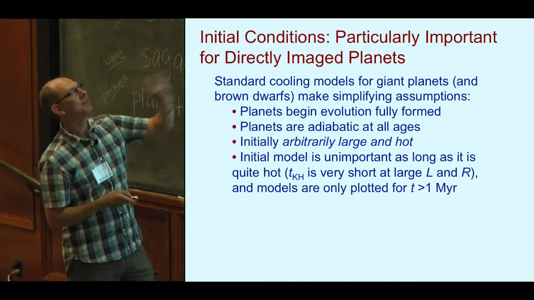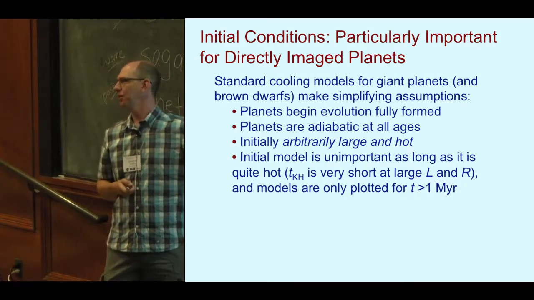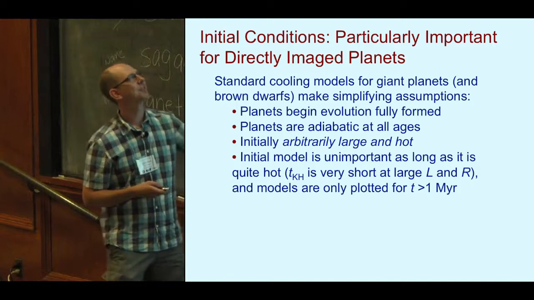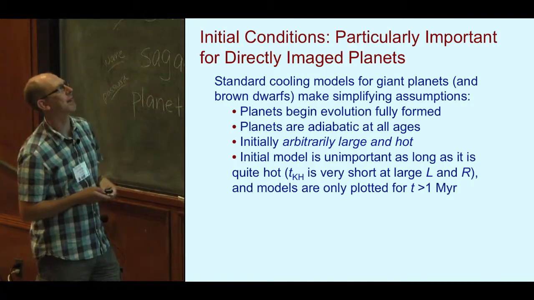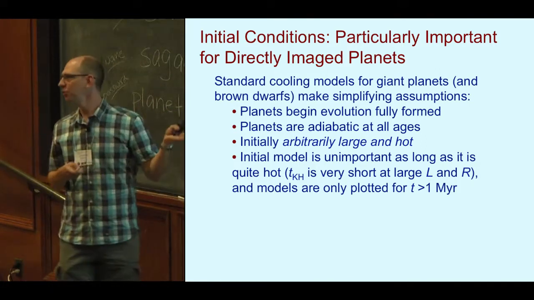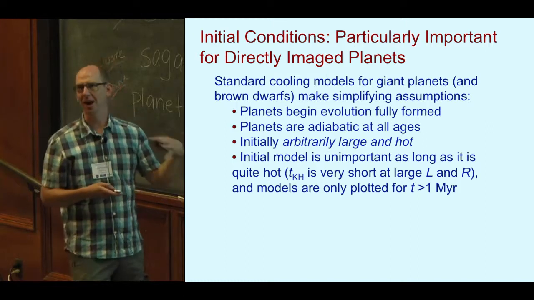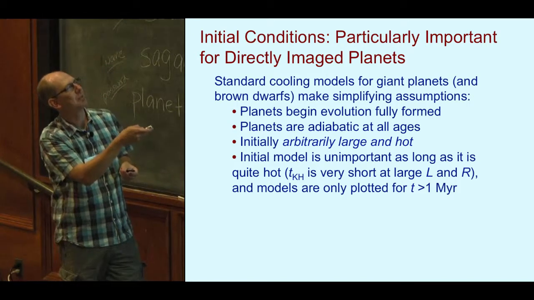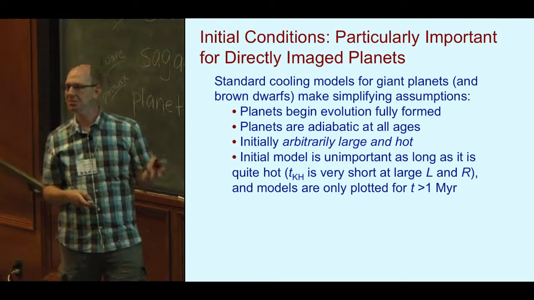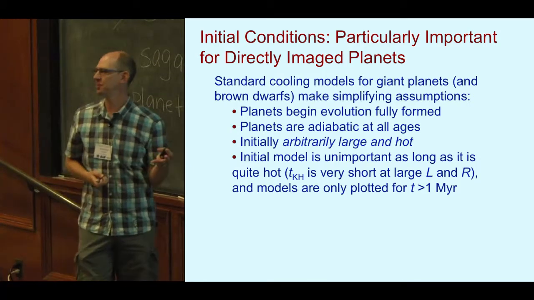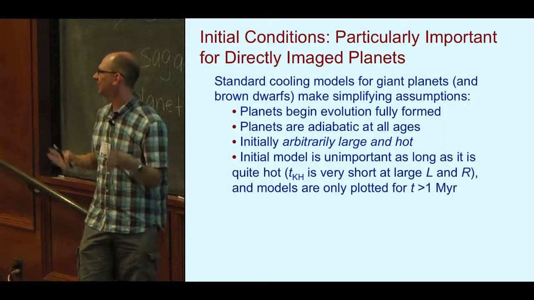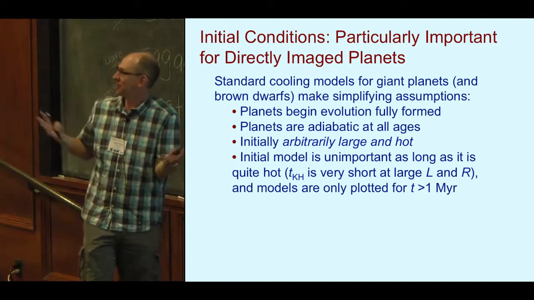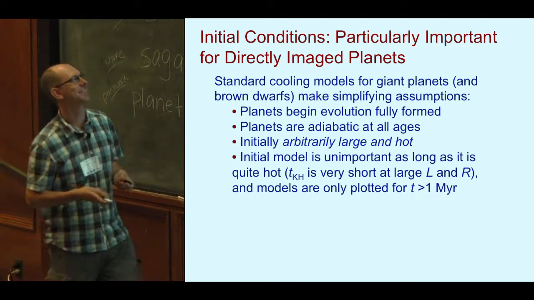Okay, so initial conditions are extremely important if you're at a young age. And they're important for directly imaged planets. So the standard cooling models that I've talked about, Burrows tracks, Baraffe, Sagan tracks, these standard cooling models for giant planets and brown dwarfs, they make a number of simplifying assumptions. And they make these just because it's computationally easy, which is fine. You've got to be honest about these things.